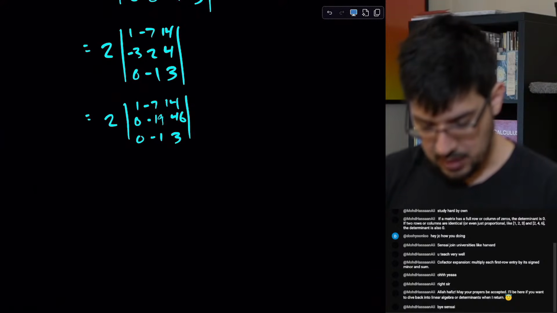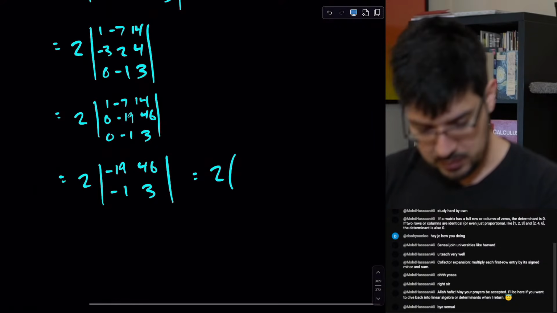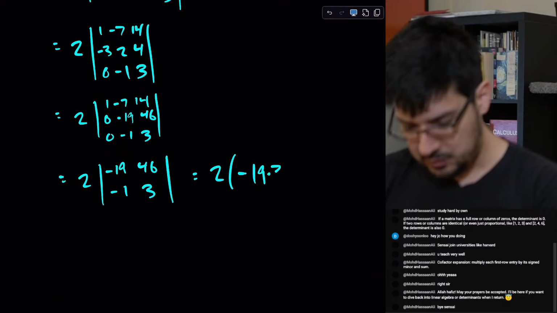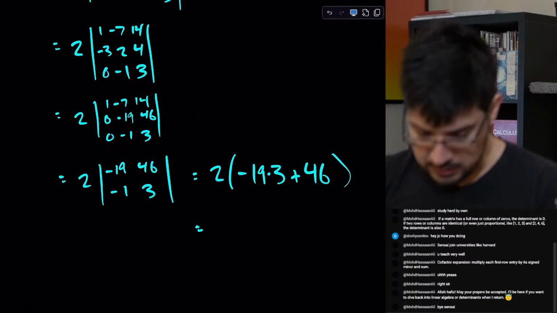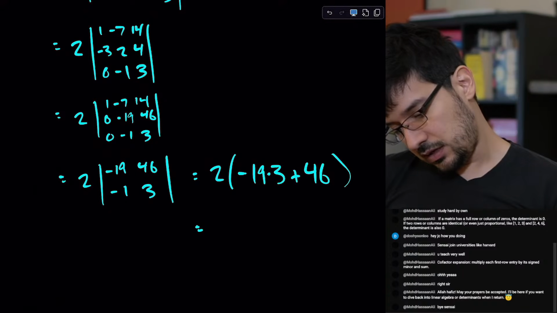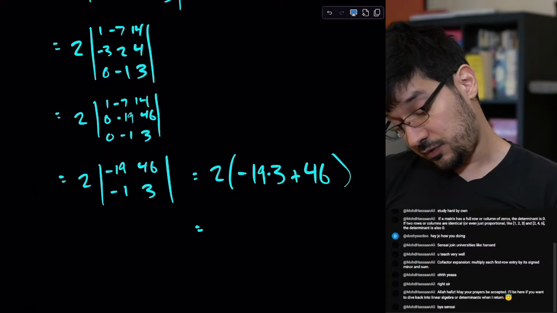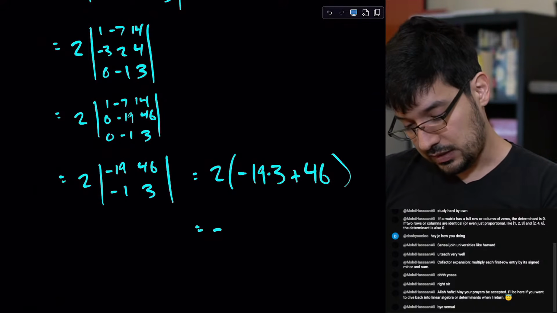I don't see any common factors to factor out, so we have 2 times the determinant of negative 19, 46, negative 1, 3. This is 2 times negative 19 times 3 plus 46. And this, negative 57 plus 46 is negative 11. Negative 11 times 2 is negative 22.